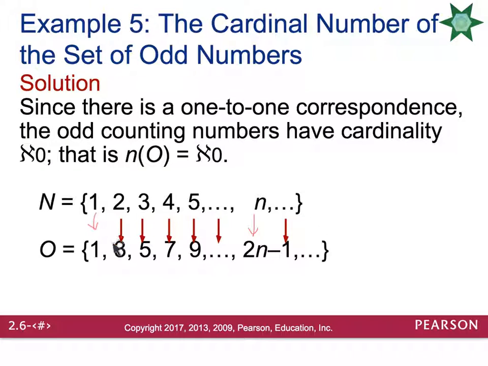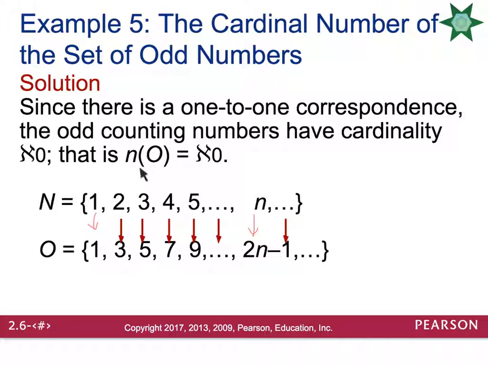Again, I added the arrows. Since there is a one-to-one correspondence, the odd counting numbers have cardinality aleph null. That is the number of elements of set O, which is the odd numbers. That's not 0, that's the letter O for the set of odd numbers. Is that aleph null?